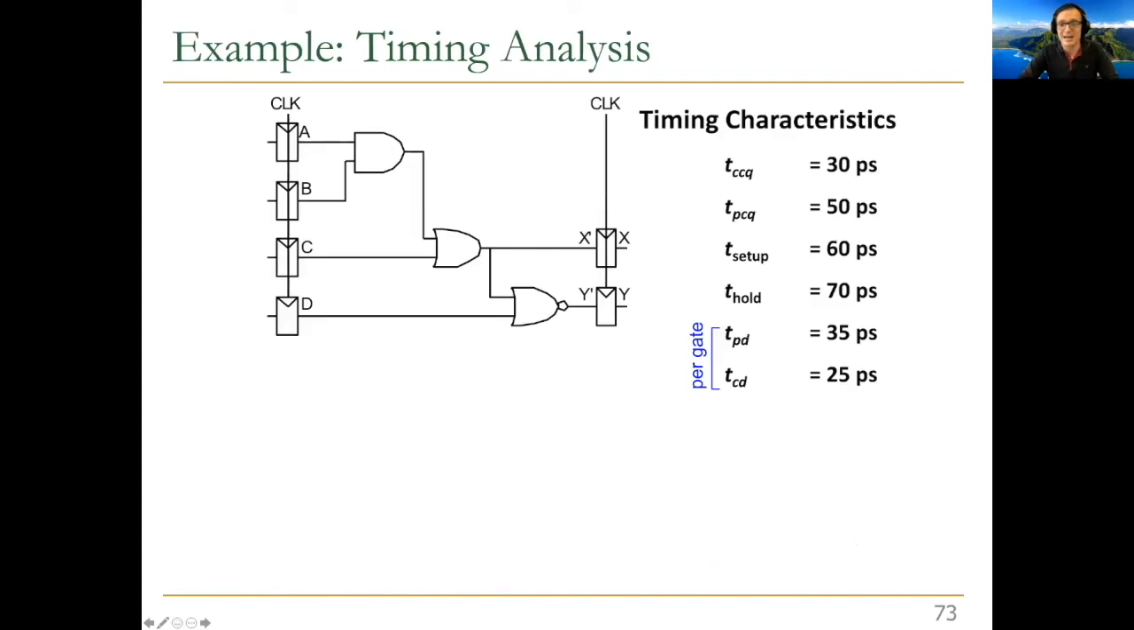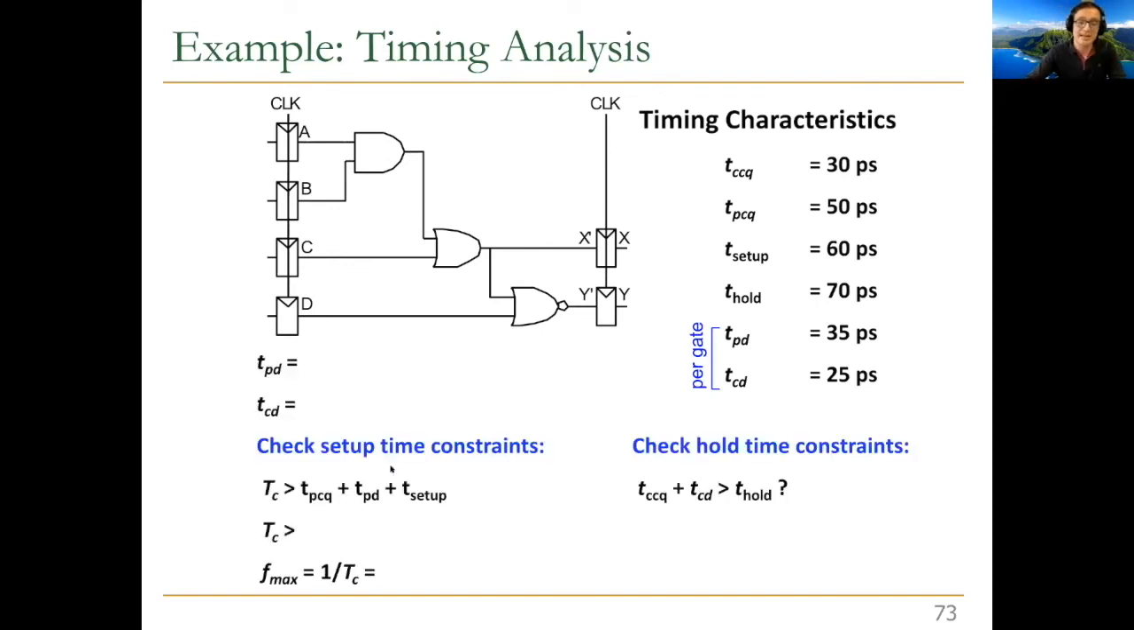Let me do some timing analysis now. And this is from your book also. This is one circuit, as you can see. It has 4 inputs, 4 flip-flops, A, B, C, D, and then 2 outputs, X, Y. They're both controlled by the clock. And you can see that the combinational logic is relatively simple over here. And these are the values that we are given: CCQ, PCQ, T setup, T hold, and the per gate propagation and contamination delays. They're given per gate, and all gates are essentially assumed to be the same in this case.